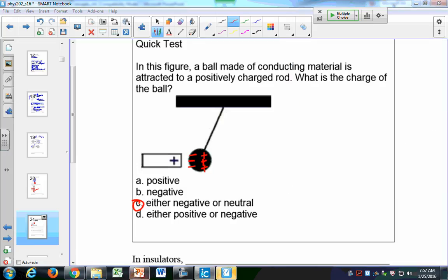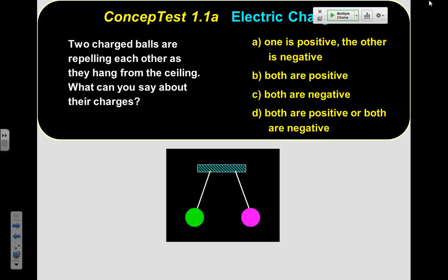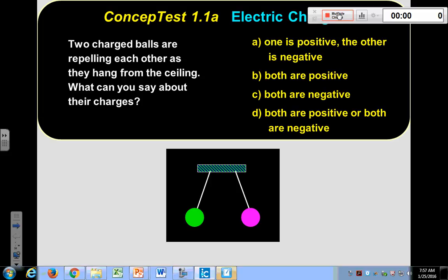Well, let's try a few clicker questions here. Sort of exploring some of these ideas. And again, these are simple ideas, but you might not have seen them for a while. And that's okay. So two charged balls are repelling each other as they hang from the ceiling. What can you say about their charges?